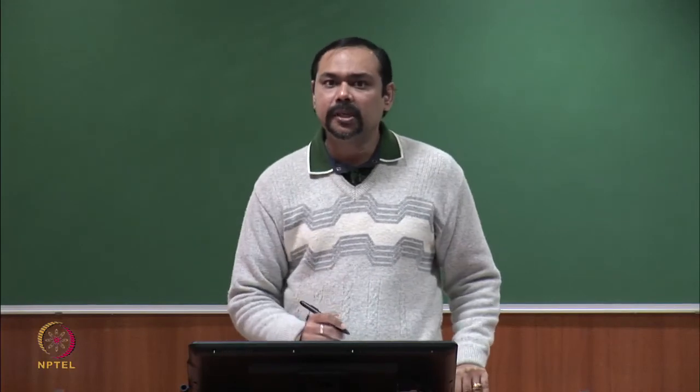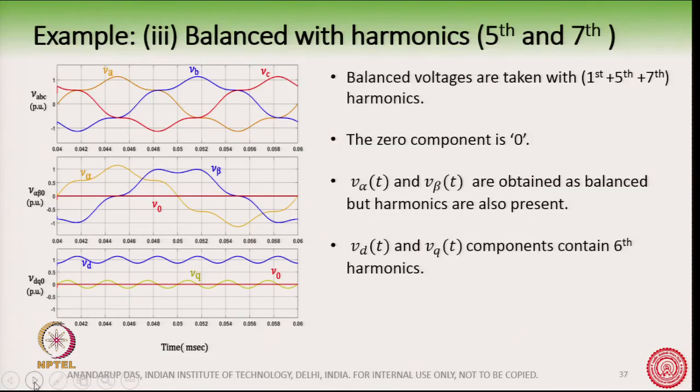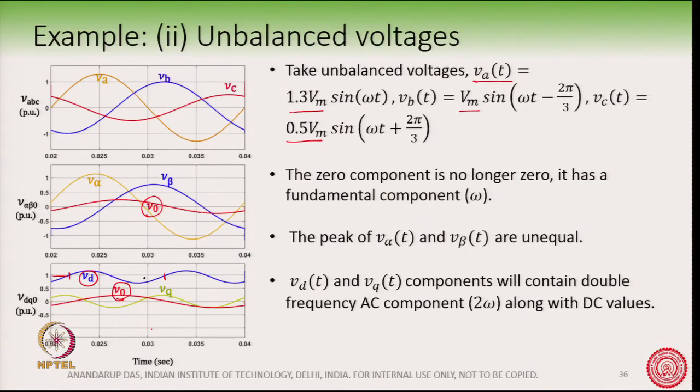So, this is the physical meaning of the waveform which you see here. The d has a second harmonic component, you can see here, this is 1 cycle and then this is 2 cycles here. So, that is why we have said there is a 2 omega component along with a DC value. So, this is the physical meaning of what is happening.